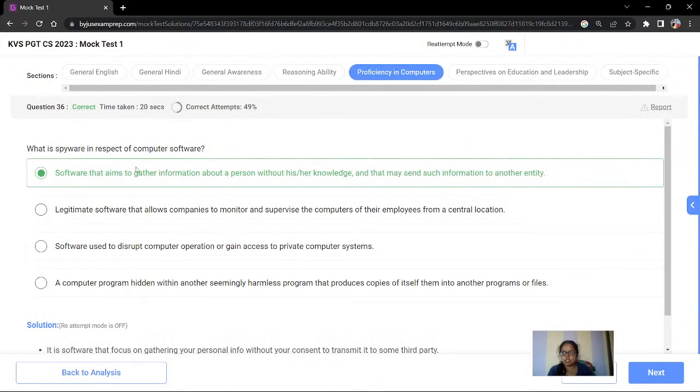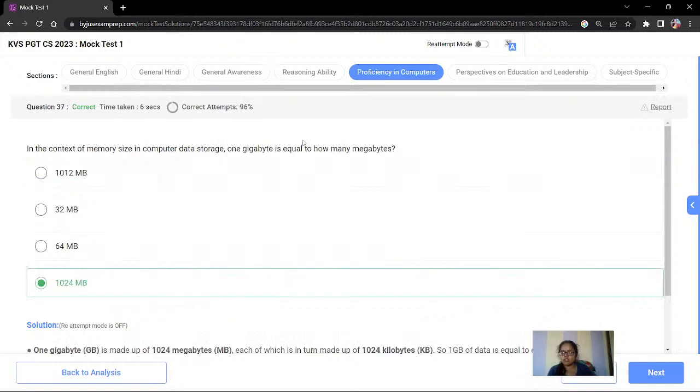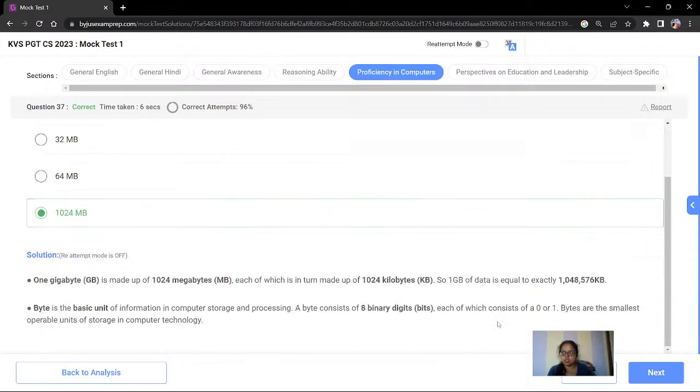And next, regarding spyware with respect to computer software, this option is correct. Spyware is basically used to gather information about a person without his or her knowledge. Next, a megabyte is, see, 1024 KB, that is 1 GB is equal to 1024 MB.